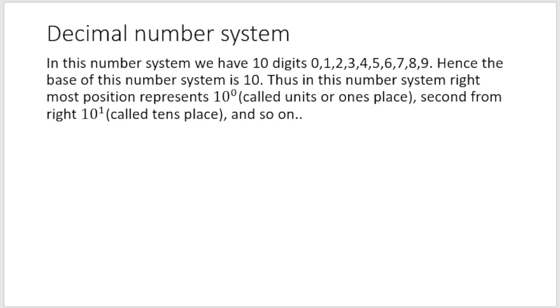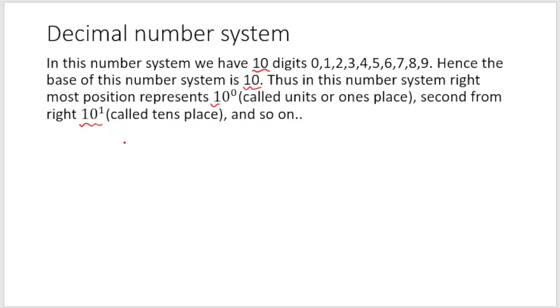So let's start. I hope you are all clear about the decimal number system. In this number system, we use 10 digits from 0 to 9. Hence, the base of this system is 10. Thus, in this system, the rightmost position represents 10 to the power 0, called units or ones place. Second from the right represents 10 to the power 1, and so on.